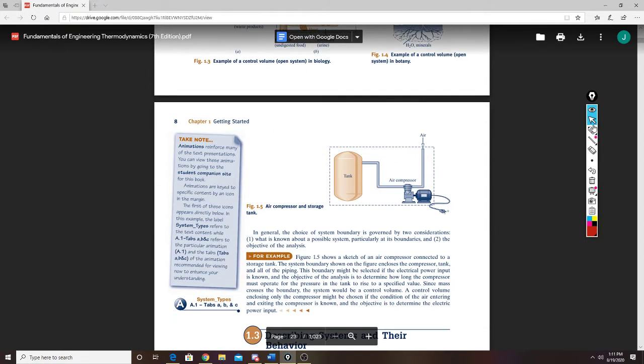Let's move to thermodynamics specifically. Right here, if you were to try and figure out, this is a storage tank, this is a compressor, air is being pulled in.